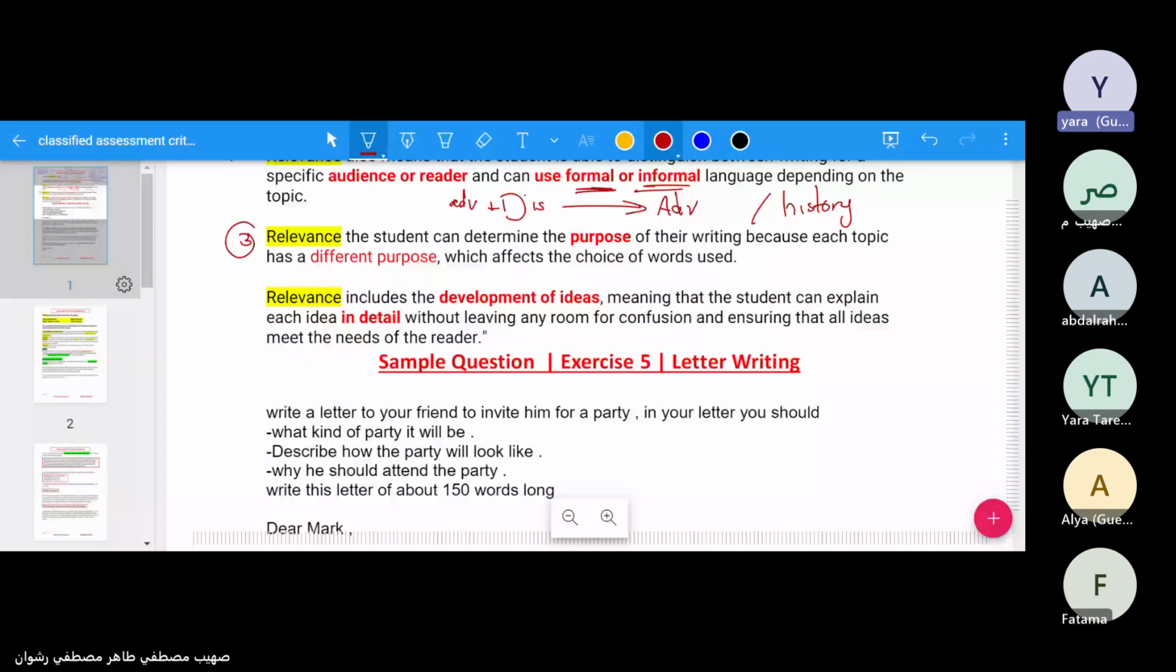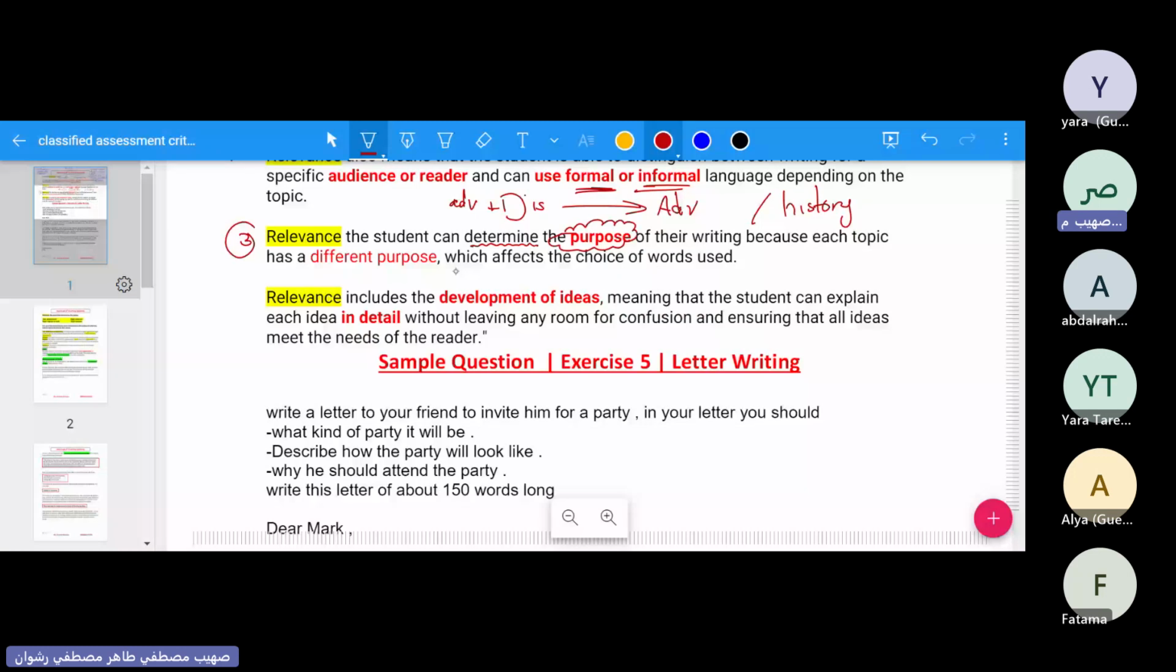Okay. Relevance. The student can determine the purpose of the writing because each topic has a different purpose, which affects the choice of word used. Okay? Determine. The student here also can determine the relevant what? Purpose, why you write, for which reason you are producing your piece of writing.